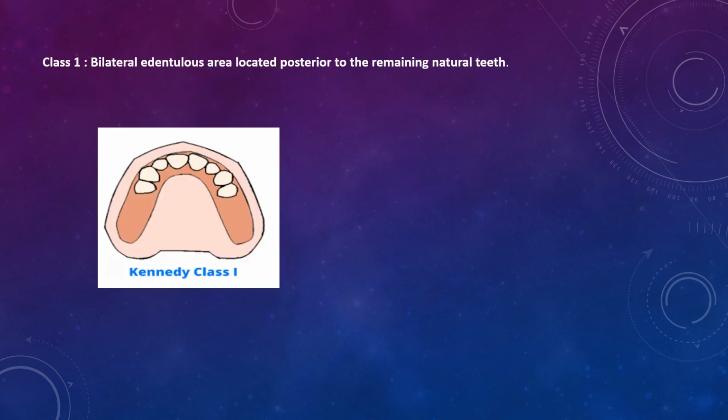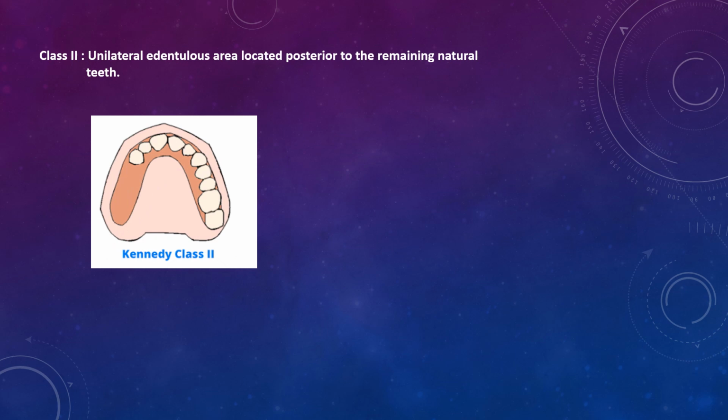Kennedy's Class 1 states that there is a bilateral edentulous area located posterior to the remaining natural teeth. In the diagram, you can see that there is a bilateral edentulous area located posterior to the remaining natural teeth. Kennedy's Class 2 states that there is a unilateral edentulous area located posterior to the remaining natural teeth. In this diagram, it is clearly seen that there is a unilateral area located posterior to the remaining natural teeth.